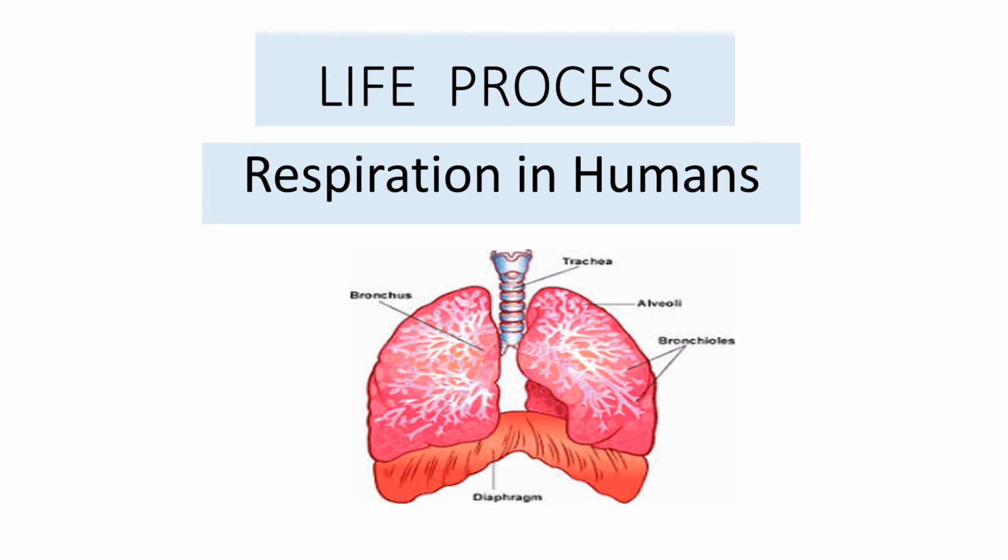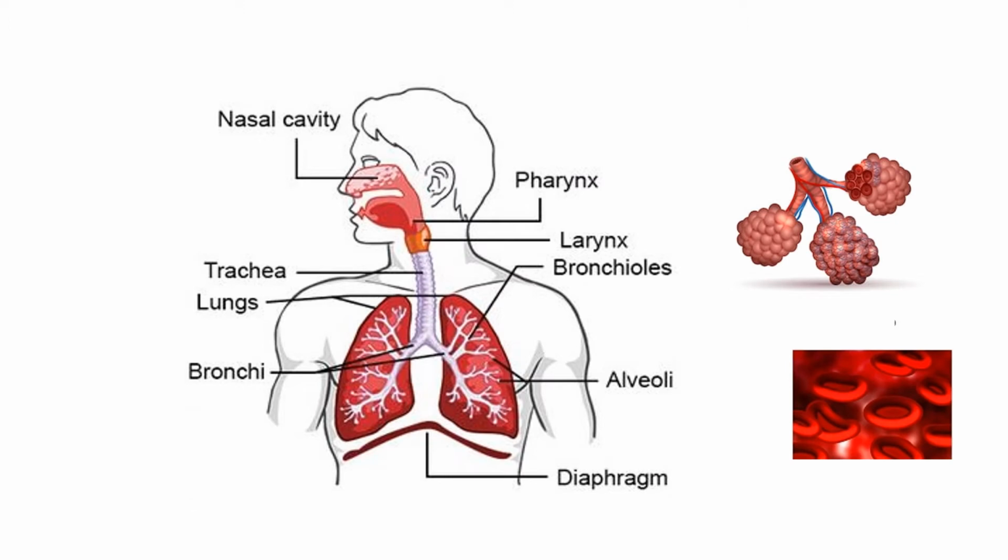In this video, we'll study about respiration in humans. Now see the diagram of the respiratory system. First of all, you can see this is the nasal cavity just behind the nose, and this nasal cavity then opens into the pharynx. This pharynx opens into larynx, and larynx opens into trachea, which is also called windpipe.